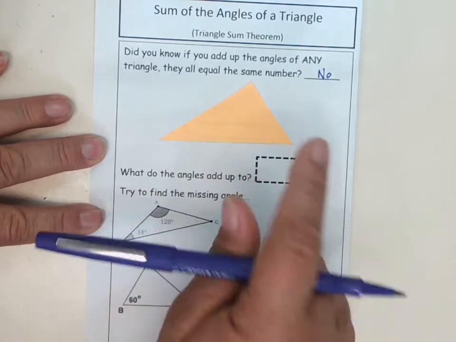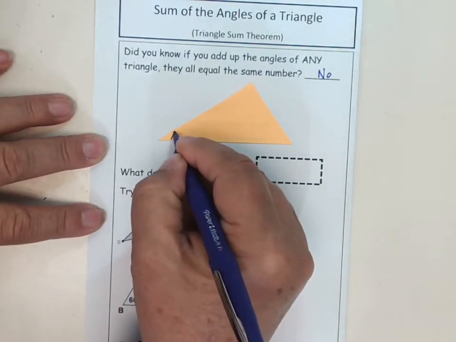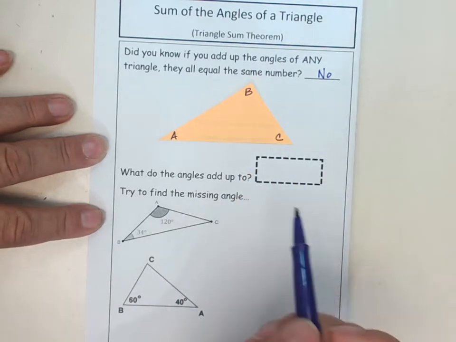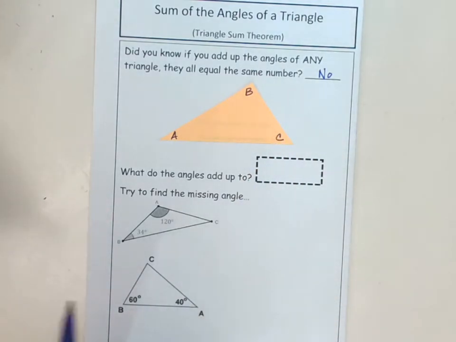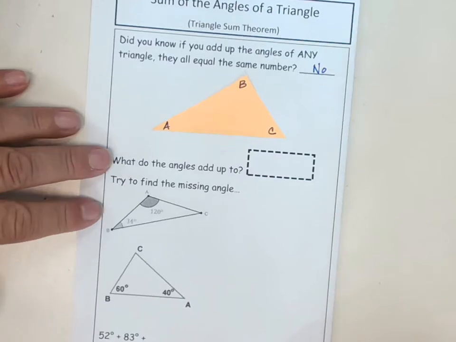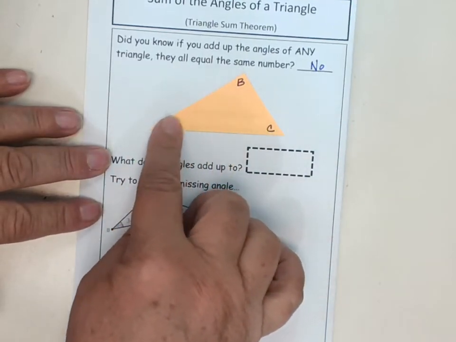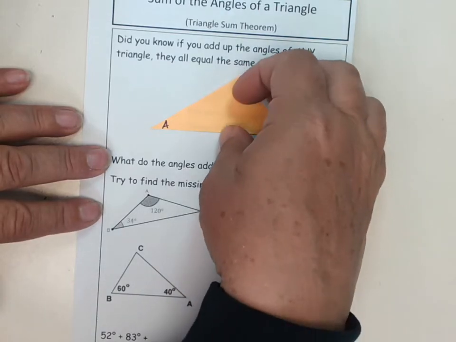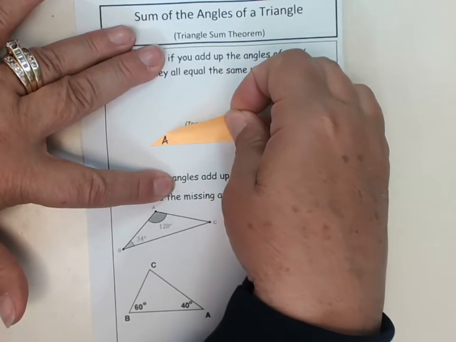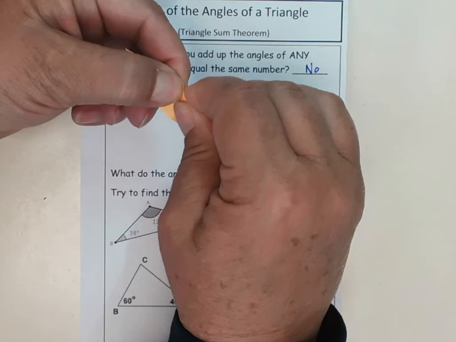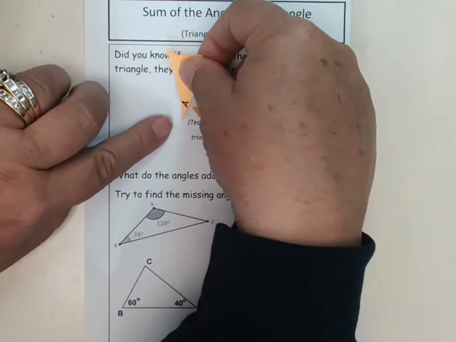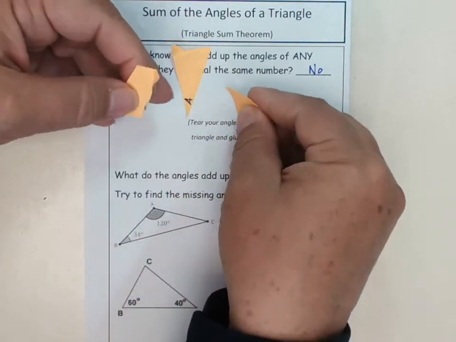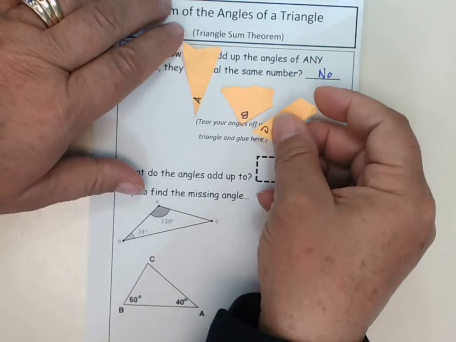So here we have a triangle. We have angle A, B, and C. I'm just writing on there so when I cut this thing up you'll be able to see where they are. I just picked random letters. Okay, so what happens, I will take this and I will tear the angles. So here's angle A, angle B, and angle C.